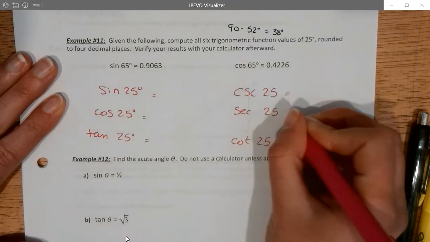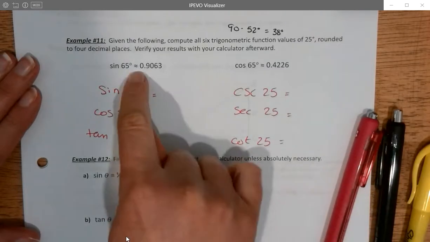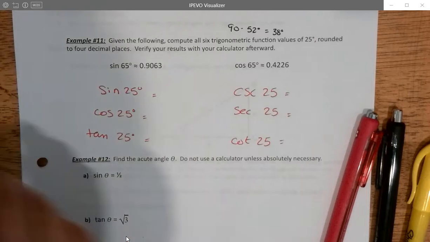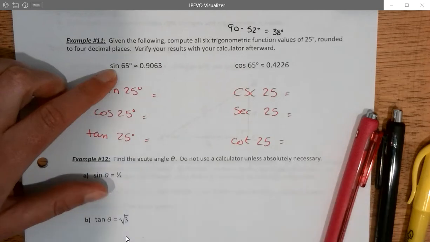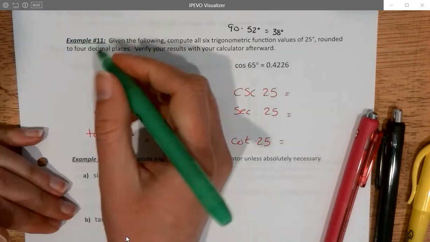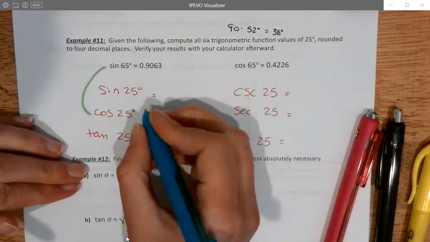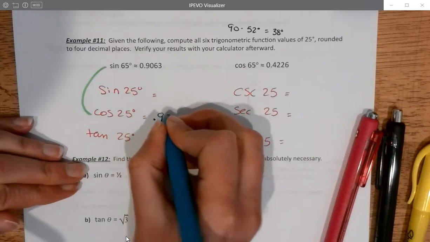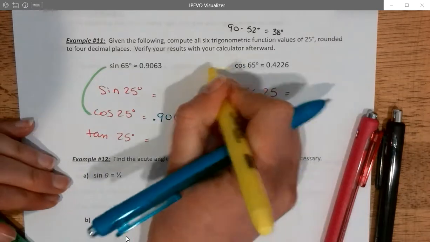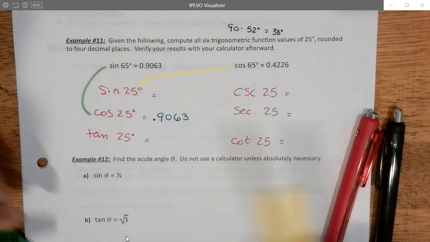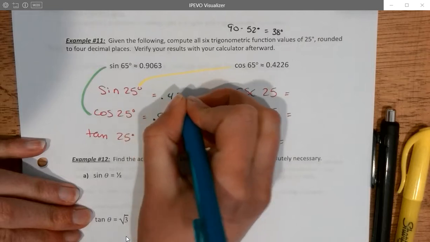What we want to use are the identities where possible. So I know values for the co-angle. So I know that the sine of 65 is going to match up with the cosine of 25. So without any work right there, I know that the cosine of 25 is 0.9063. And I know that the cosine of 65 is going to match up with the sine of 25. So that's 0.4226.